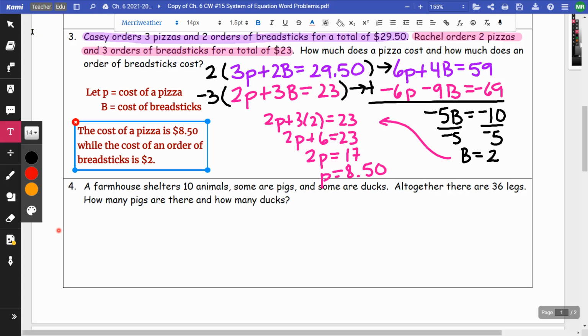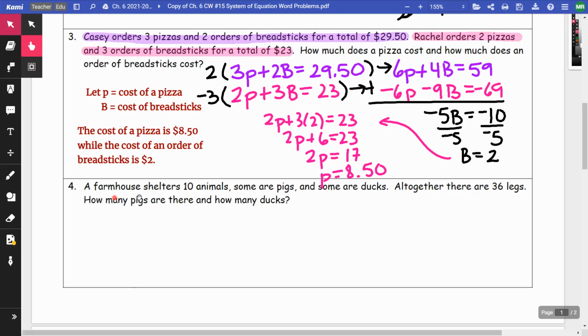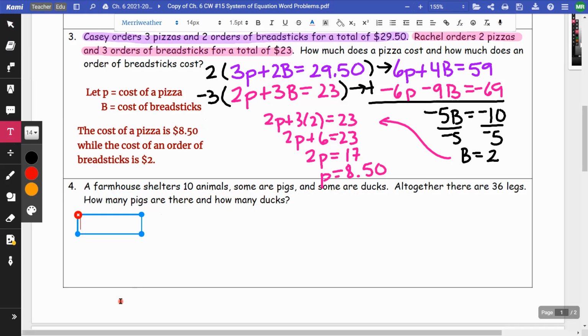The next question, number 4: a farmhouse shelters 10 animals. Some are pigs, some are ducks. Altogether, there are 36 legs. How many pigs are there and how many ducks? So those are going to be our variables, the number of pigs and the number of ducks. That's what I'm going to have to represent.